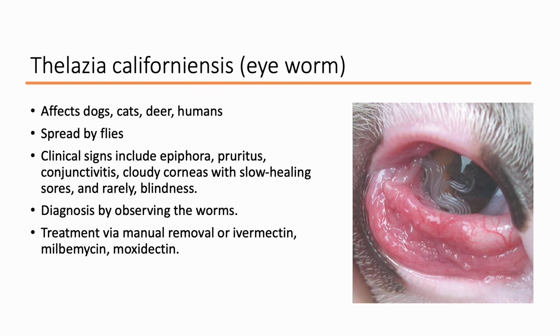And the diagnosis is just visualization. So if you can see those worms, the dog or cat is infected with Thelazia. Treatment is manual removal. We could also use something like an ivermectin, milbemycin, or moxidectin. Those drugs are all macrocyclic lactones.